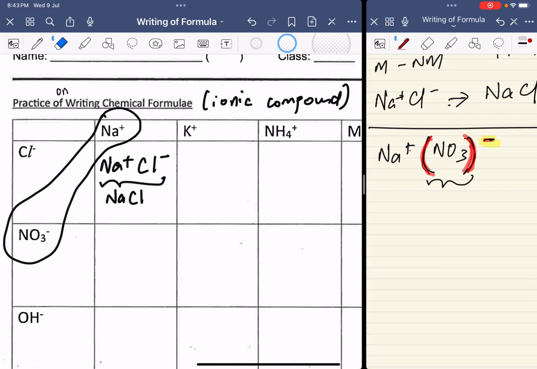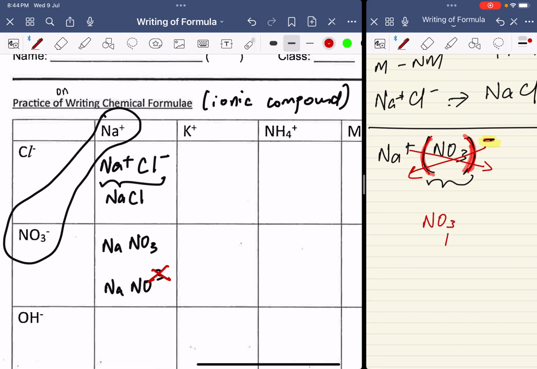Again, I do the simple thing of cross multiply. 1 sodium plus will balance out with 1 NO3 minus. Do not write the 3 on top. It is wrong. When you put a 3 on top, it doesn't mean anything. When I put a 3 below, it means I have 3 sets of oxygen atoms. This is what it means. So please remember to put down your subscript as subscript. Don't put them as superscript.